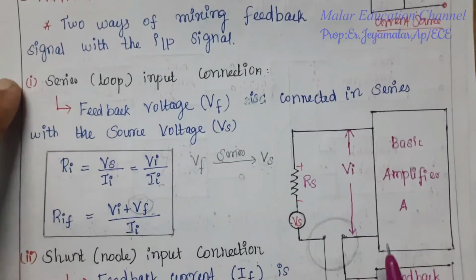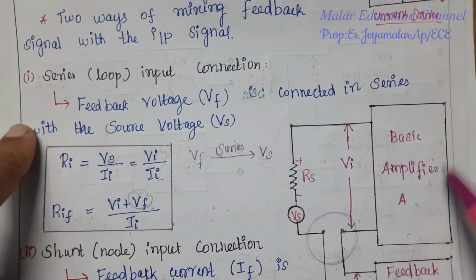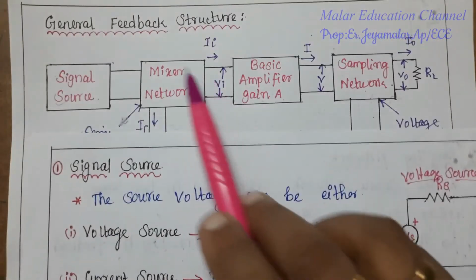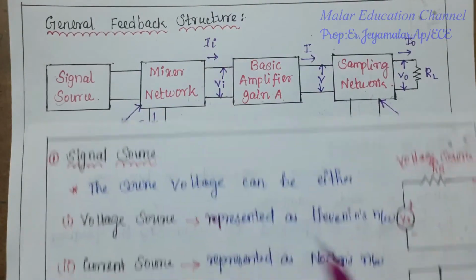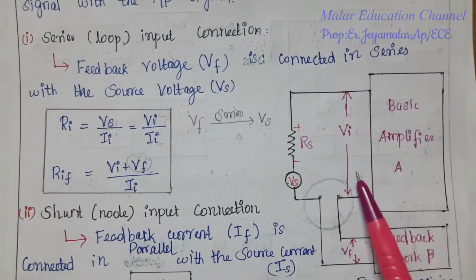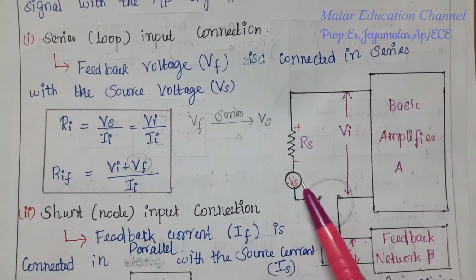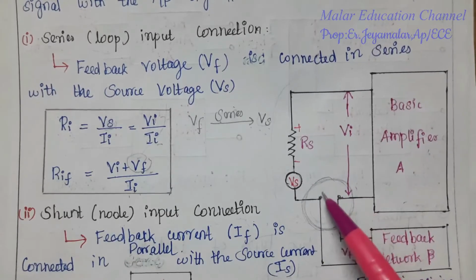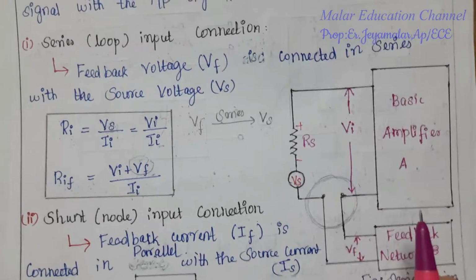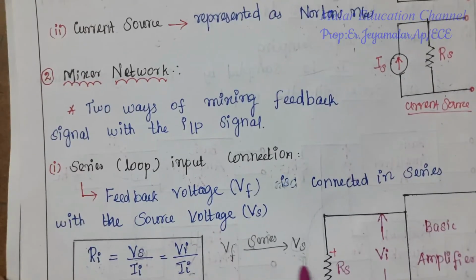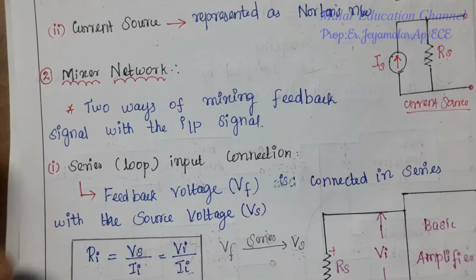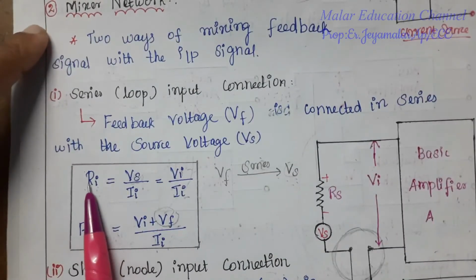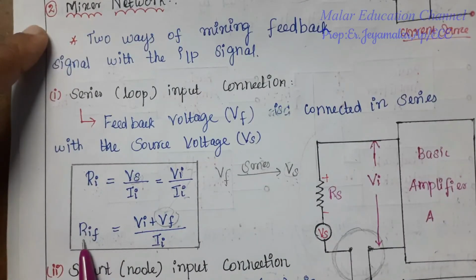See the diagram here. This is a block diagram for the series connection. We know the mixer network is the input section, the input side of the connection. This is a block diagram of the basic amplifier. Left side is the input section. Source voltage along with source resistor connected in series. Vf and Vs are in series connection. Ri for input resistance, Rif for feedback input resistance. This is for without feedback, and this is for with feedback.